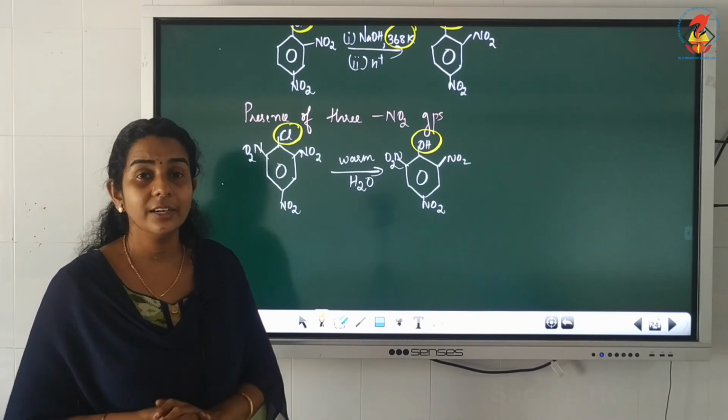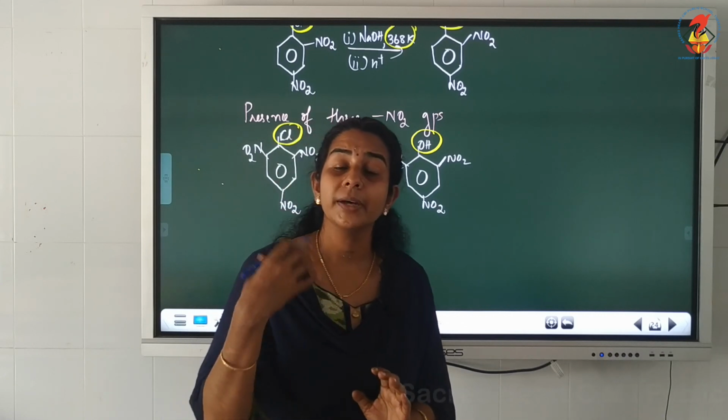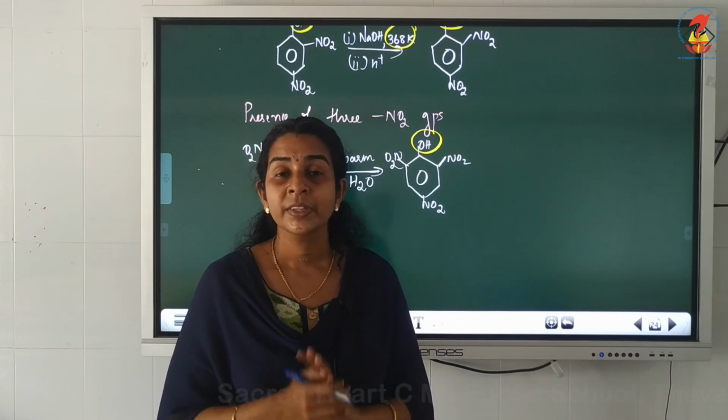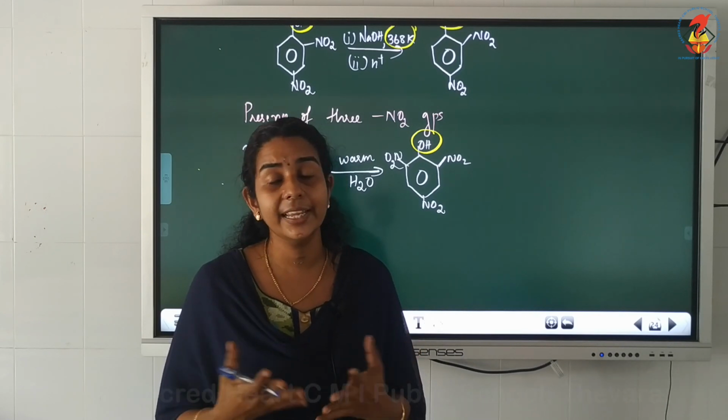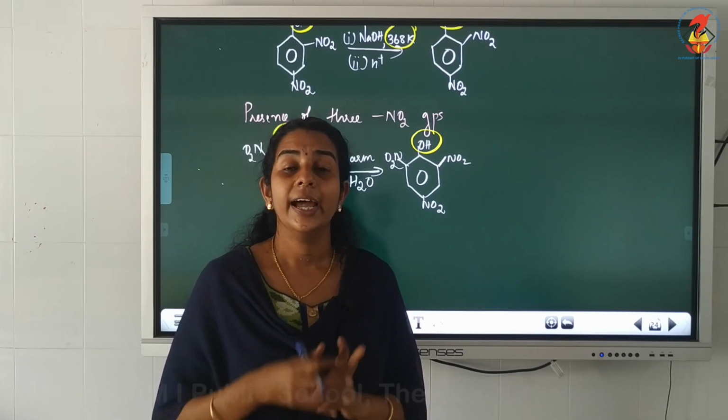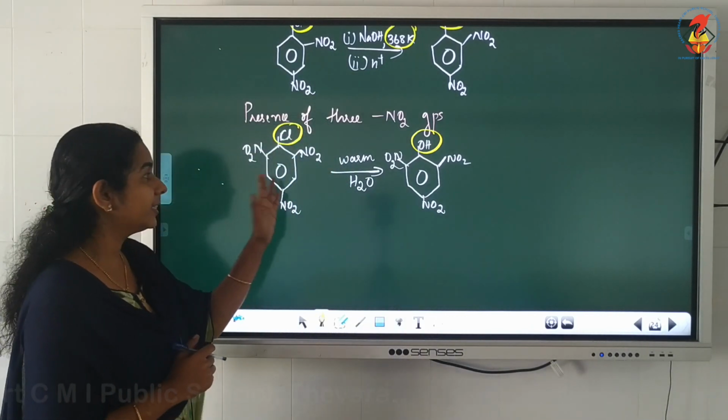So what we can conclude from this is, if minus I or electron withdrawing groups are present in a benzene ring, the haloarenes can easily undergo nucleophilic substitution reactions. And what about the position of these minus I groups?